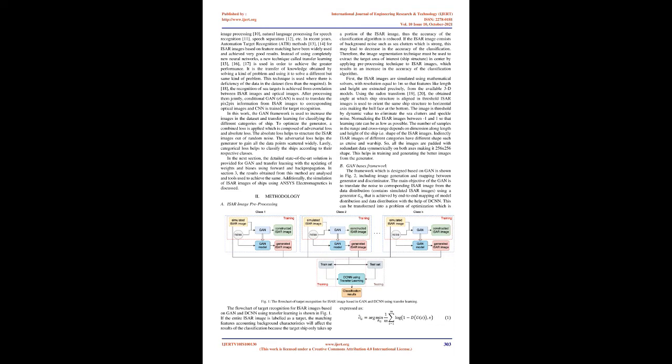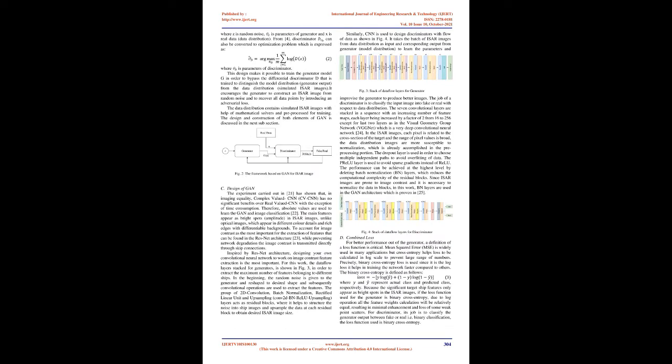First, the ISAR images are simulated using mathematical solvers, with resolution equal to 1 m so that features like length and height are extracted precisely, from the available 3D models. Using the radon transform [19, 20], the obtained angle at which the SHIP structure is aligned in threshold ISAR images is used to orient the same SHIP structure to the horizontal axis, making the hull face at the bottom. The image is thresholded by a dynamic value to eliminate the sea clutter and speckle noise. Normalizing the ISAR images between -1 and 1 so that the learning rate can be as low as possible.